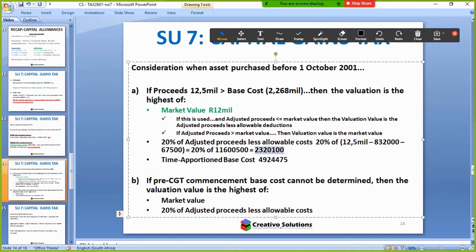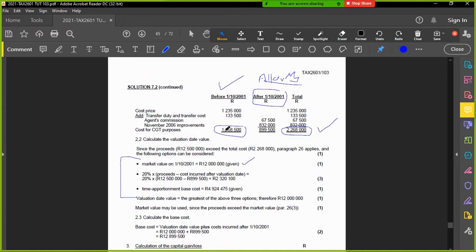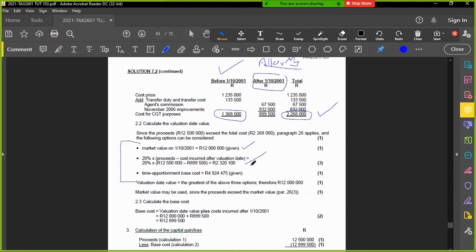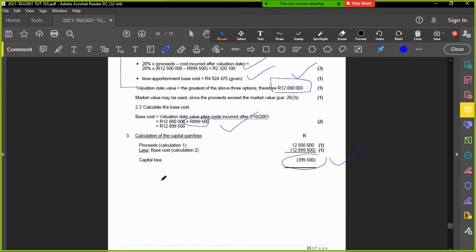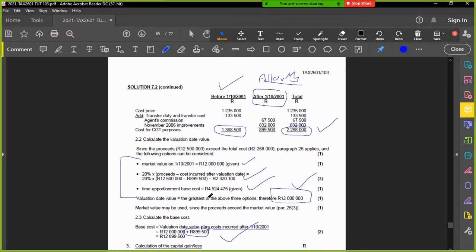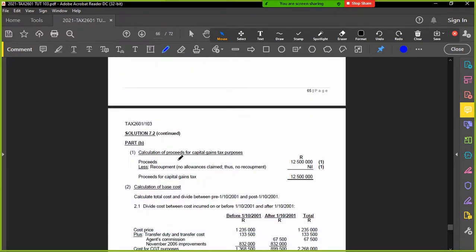Yeah, that looks the same. Page 65. Was it the same? Yeah, it was the same. And then there's the one that was given. That's fine. Valuation date value was the 12 million. That was fine. And then we added the cost after, they just showed it as one amount. That's fine. The capital loss, that's fine. It all looks right. It's all good. Their workings are quite good, better than before. They've given more steps here, which is better. And then they stopped there.